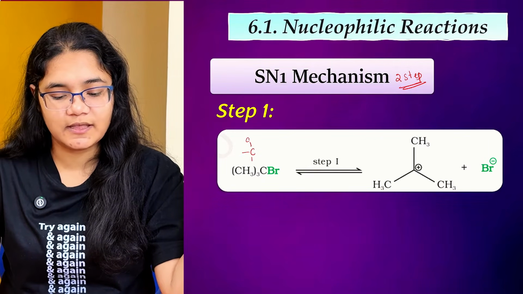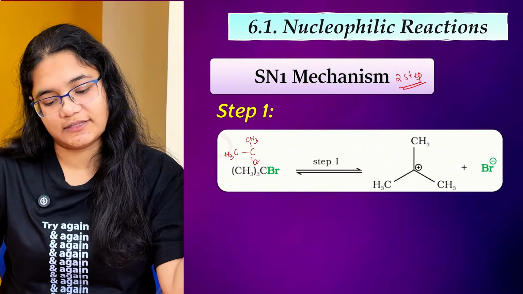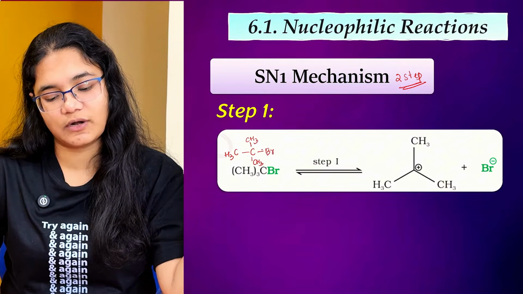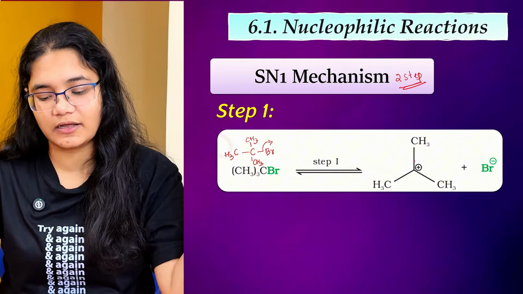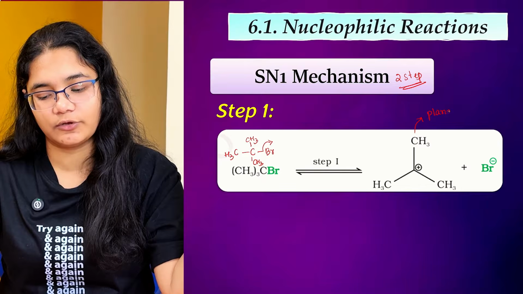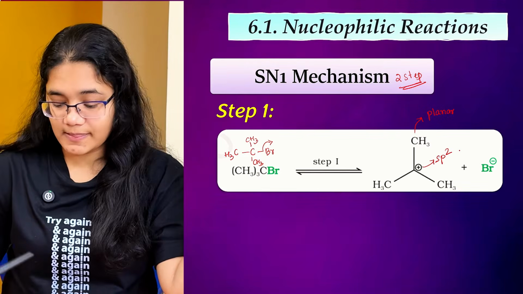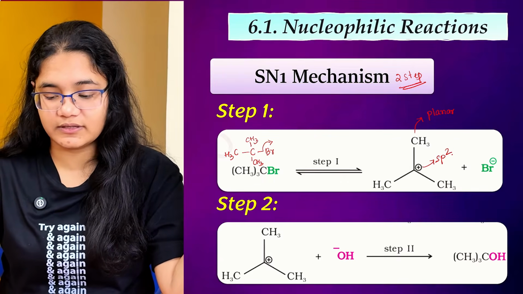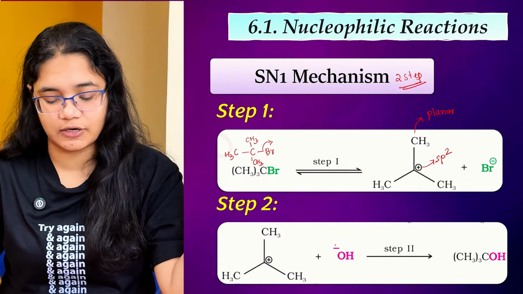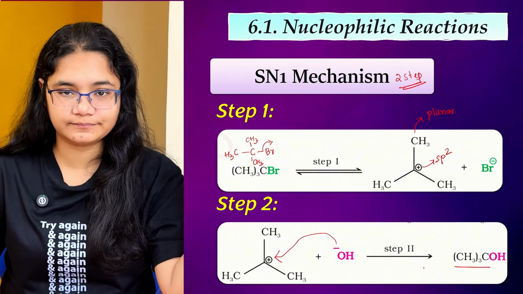You have CH3, CH3, CH3 and Br. So at first what happens, this group leaves and you get a carbocation. Now what is the speciality of this carbocation? This is a planar molecule, and the carbon here is now sp2 hybridized. Now what will happen in step 2, this Br minus or any nucleophile will attack, and you will get the product here. Clear?